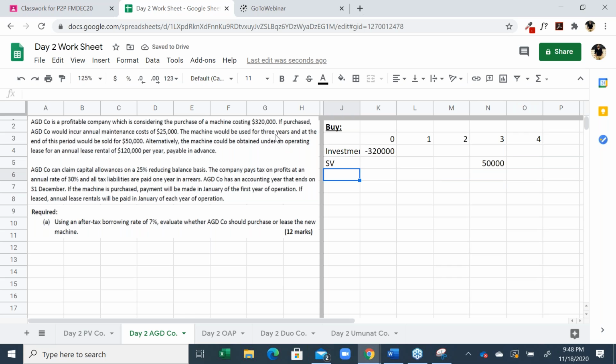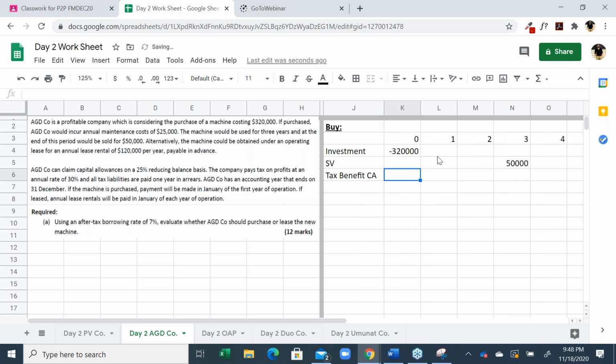Okay, after that we have a tax benefit on capital allowance, and it's available on reducing balance basis, so we can use the shortcut. Okay, we can use the shortcut since the asset will be purchased at the start of the first year, right? But the first tax liability will be calculated at the end of the first year, because tax liability is always calculated at the end of the year.